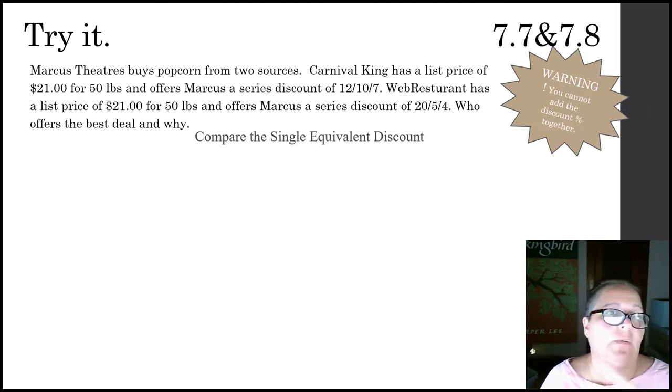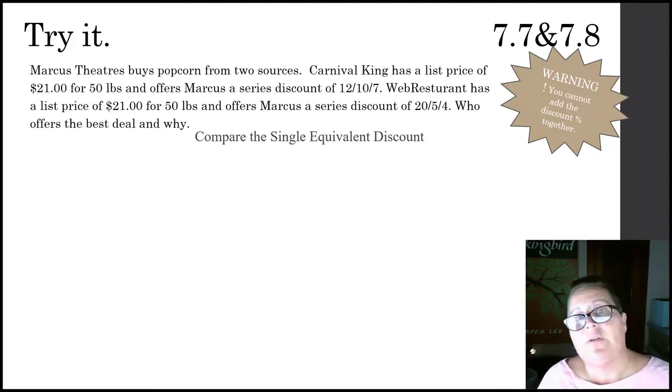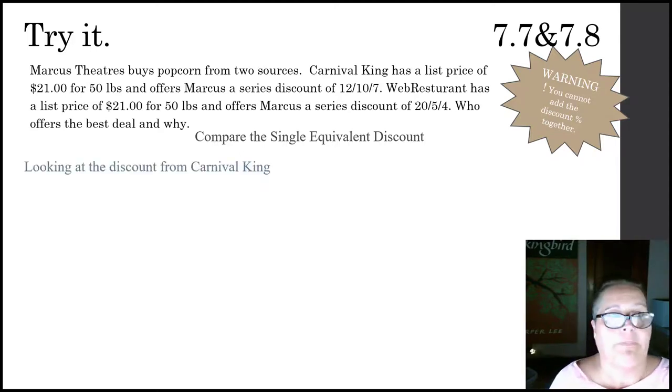Well, what we do is we want to look at the single equivalent discount. Because if one of them is giving 40% off and the other one is giving 42% off, I know which one is the better deal. If you look at the single equivalent discount, the larger number is the bigger deal because you're getting a bigger discount. So let's look first at the discount from Carnival King.